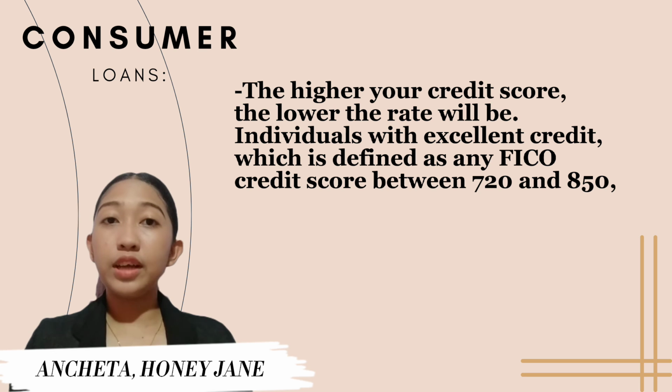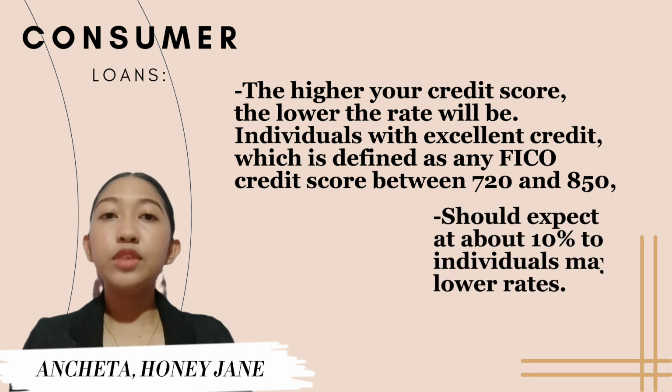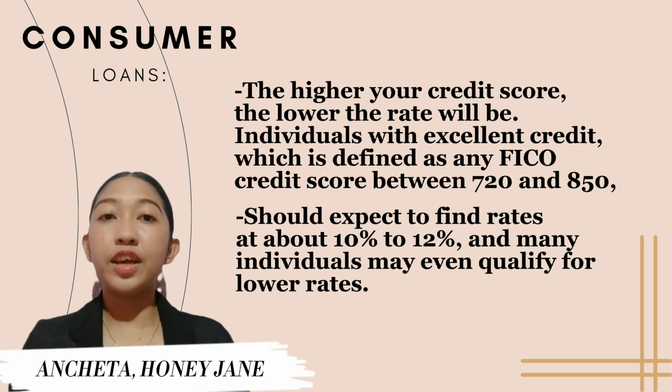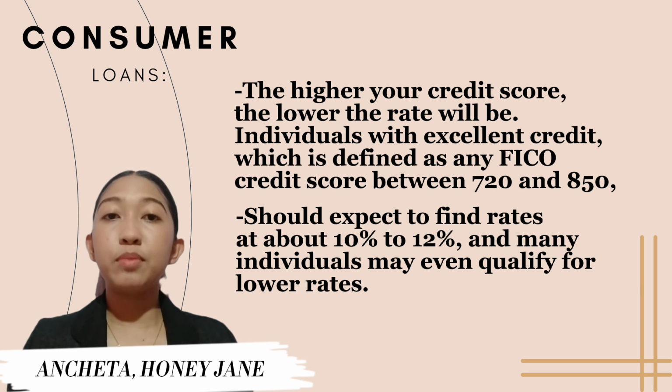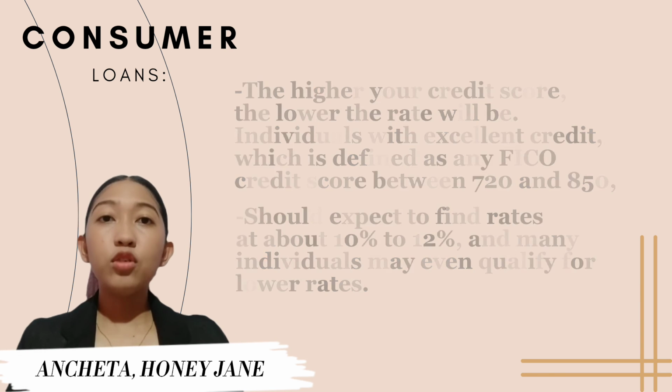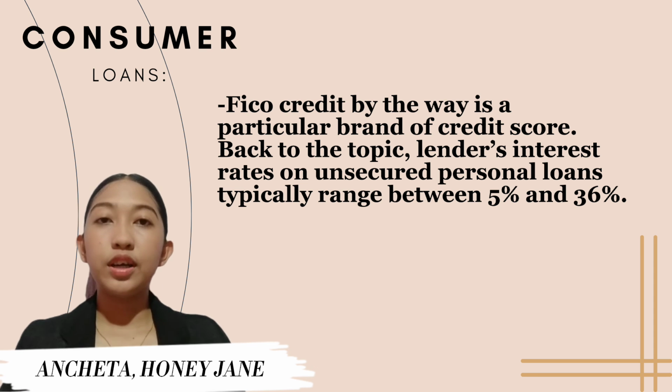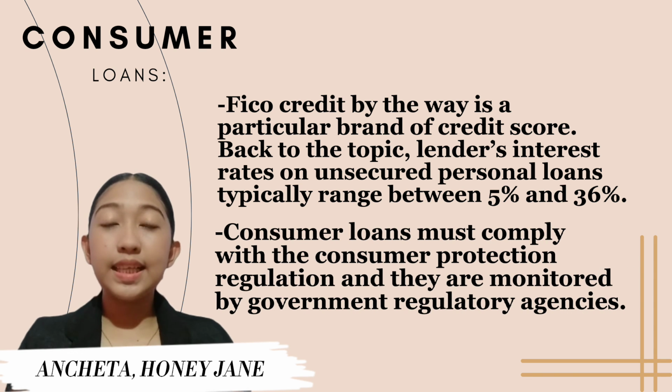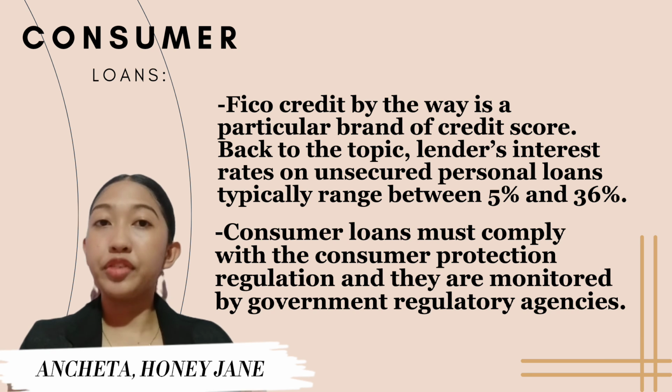In general, the higher your credit score, the lower the rate will be. Individuals with excellent credit, which is defined as any FICO credit score between 720 and 850, should expect to find rates at about 10% to 12%, and many individuals may even qualify for lower rates. FICO credit, by the way, is a particular brand of credit score. Back to the topic. Lenders' interest rates on unsecured personal loans typically range between 5% and 36%. Lastly, consumer loans must comply with the Consumer Protection Regulation and they are monitored by government regulatory agencies. Consumer loans do not include mortgage loans used for home purchases and commercial loans.